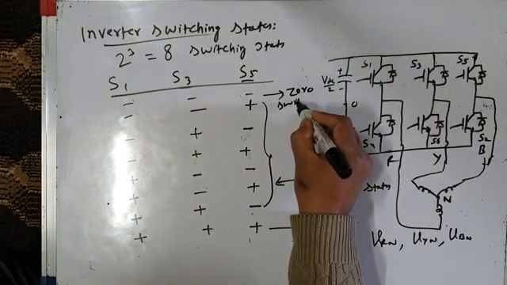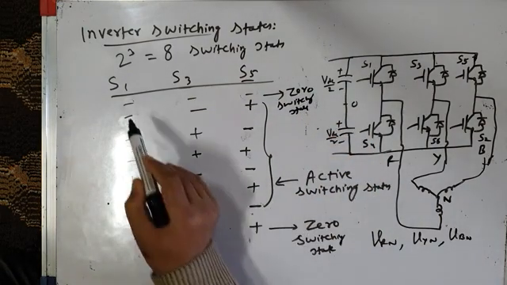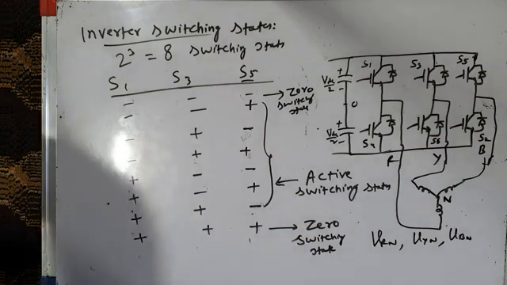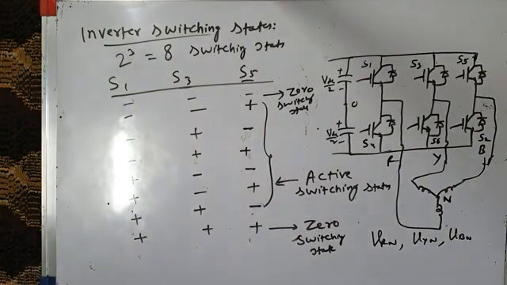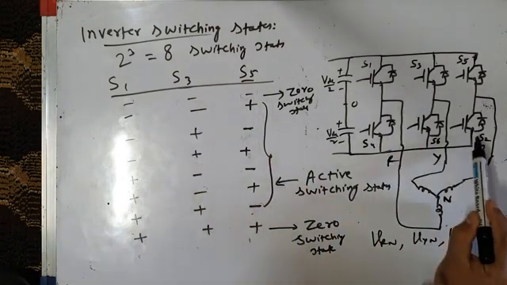I have 8 switching states, out of which minus, minus, minus and plus, plus, plus are the zero switching states. Let's hold on. Minus, minus, minus means all the 3 bottom switches are on.